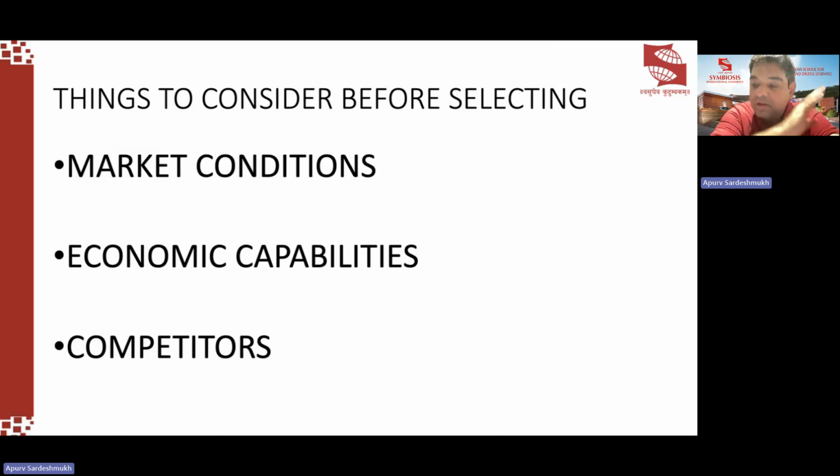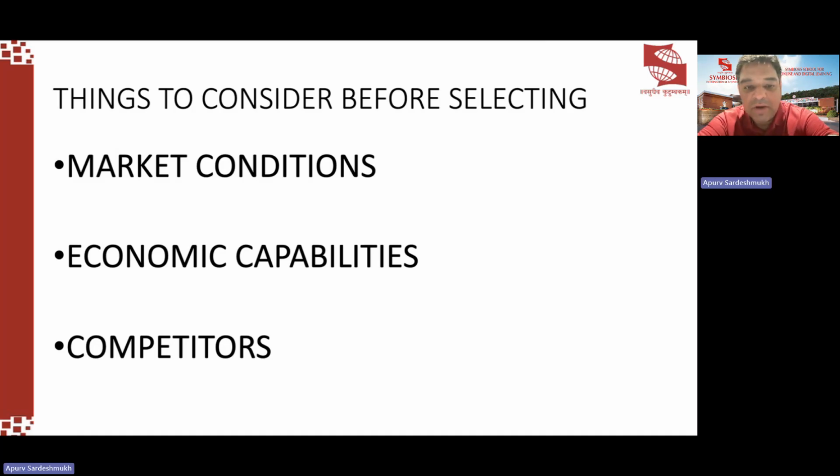It's not going to help your company. Let's say you are in the tourism industry and you want to acquire a hospitality company or a company in the hotel industry, but for some reason tourism is badly affected due to, say, COVID-like conditions or other conditions, then market conditions are not conducive for acquisition. So we need to consider the market conditions before going forward with acquisitions.